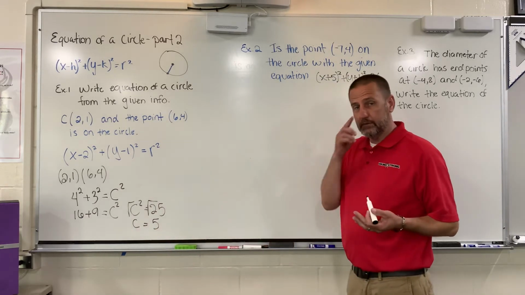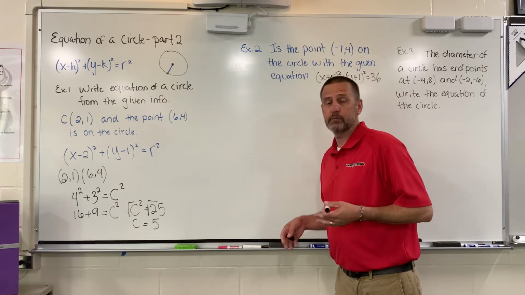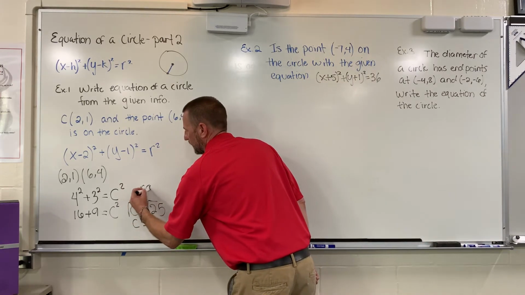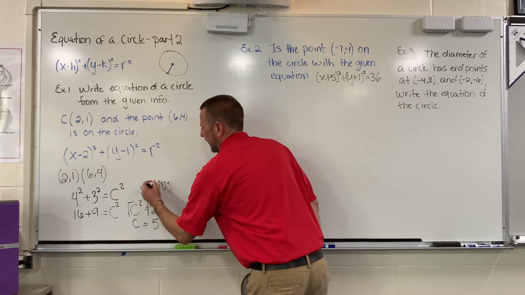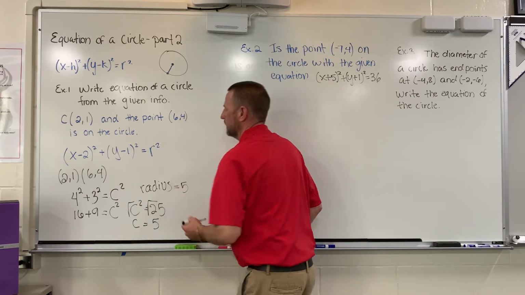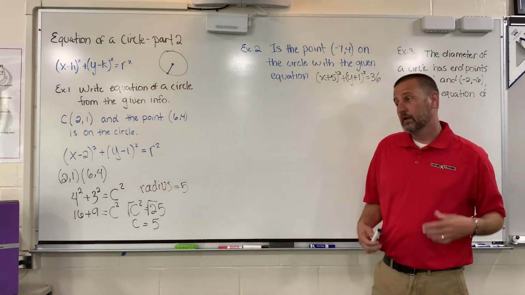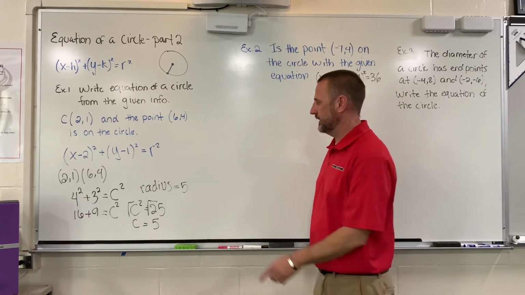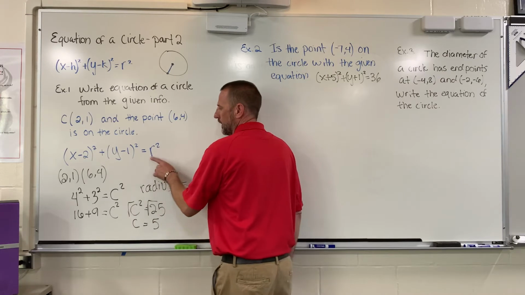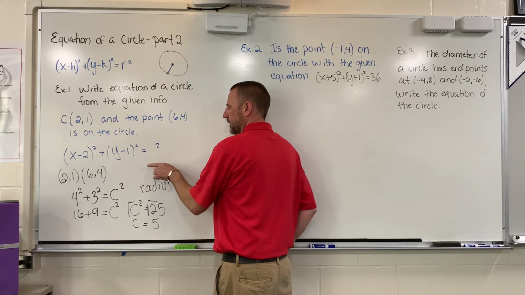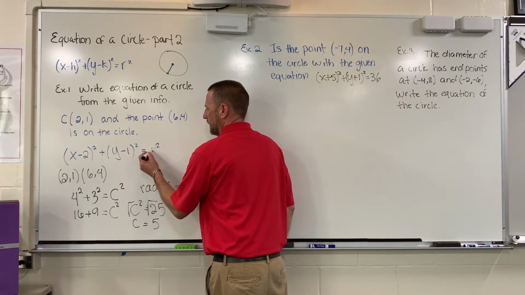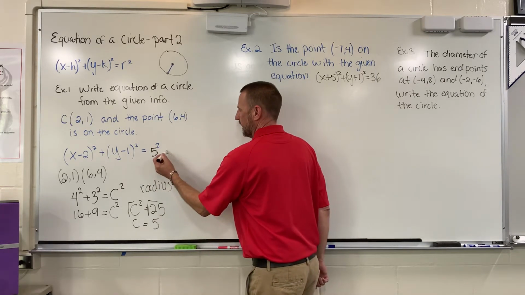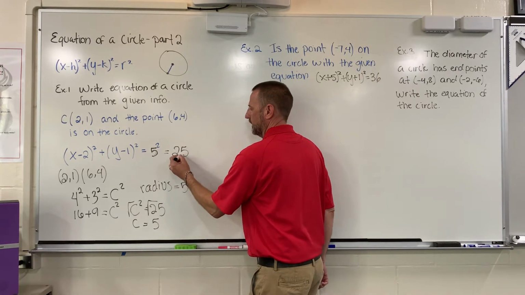Now, the hypotenuse of the triangle and the radius, well, they're one and the same. So when I say that c is equal to 5, I now know that the radius equals 5. Now that I know the radius, I have to go back up to the top and plug that information in. So when I put my radius in here, I get 5 squared, which ends up being 25.